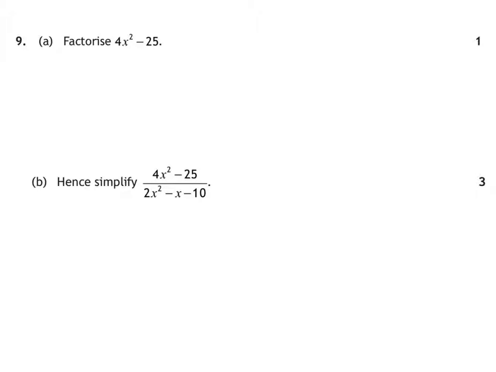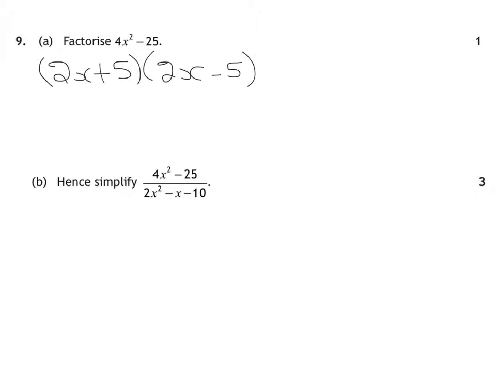Next one we're checking for, do we have a difference of two squares? We have a takeaway. Good start. 4, it's a square number. X squared, it's a square number. And oh look, 25 is also a square number. So we've got a difference of two squares.